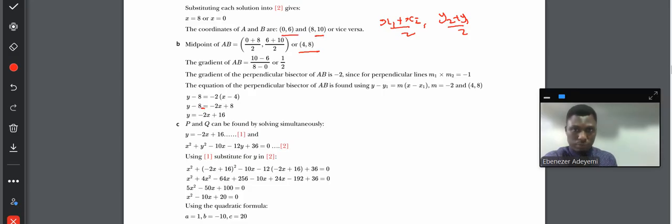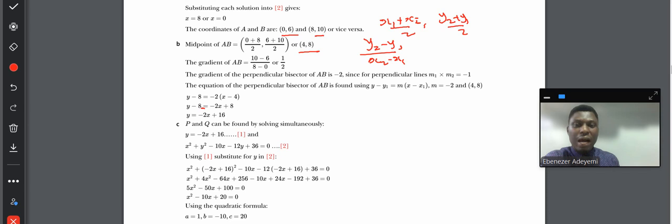I quickly need to calculate the gradient too. The gradient of AB is change in y over change in x. I've told you that in one of the episodes. If you have not seen it, go check it out. So the gradient of this will be 4 over 8, which is the same thing as 1 over 2.